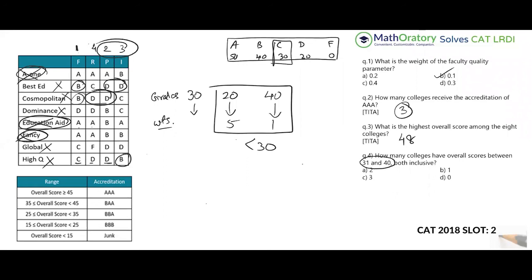And we know the remaining 3 colleges have grades greater than 45, right? So that was in the AA category. So there are no colleges which are falling in this range of 31 to 40. So the answer to this is option D. So that's it for this set.